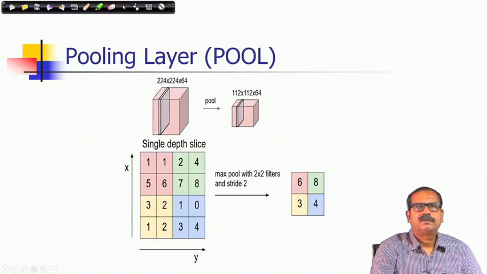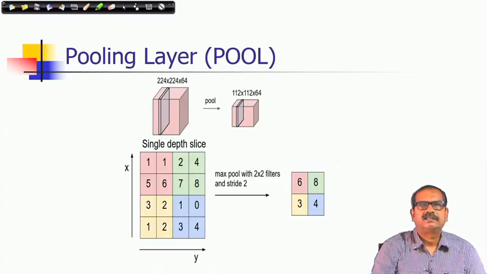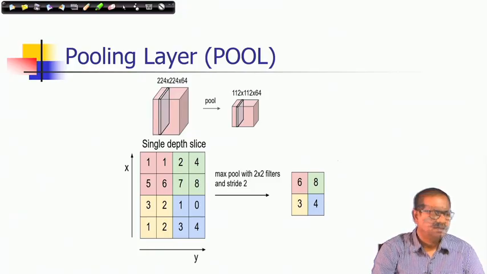So, this is an example of a pooling layer. You can see that the input was 224 cross 224 cross 64, doing max pooling with 2 cross 2 filters and stride 2. You are leaving one sample in between, that is a stride of 2, and that is how the output size is half of the input size. So, you have 224 cross 224, the output would be 112 cross 112, but the depth remains the same.